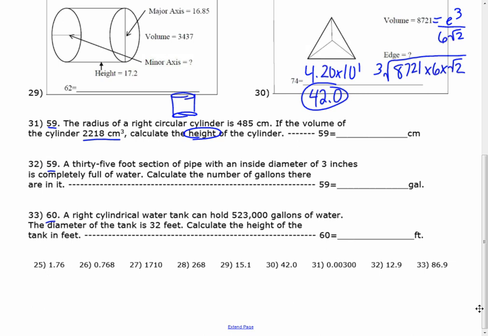So we know the volume of our cylinder is the area of the base times the height. So that volume is equal to pi r squared times h. So if I want to solve for h, I'm going to take the volume, and then I'm going to have to divide it by pi, and I'm going to divide it by 485 squared.